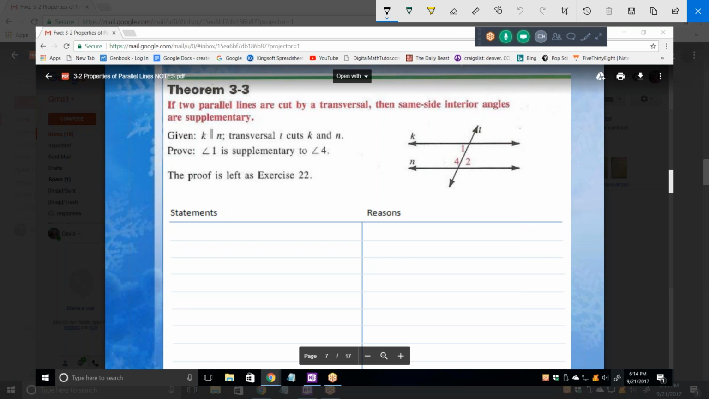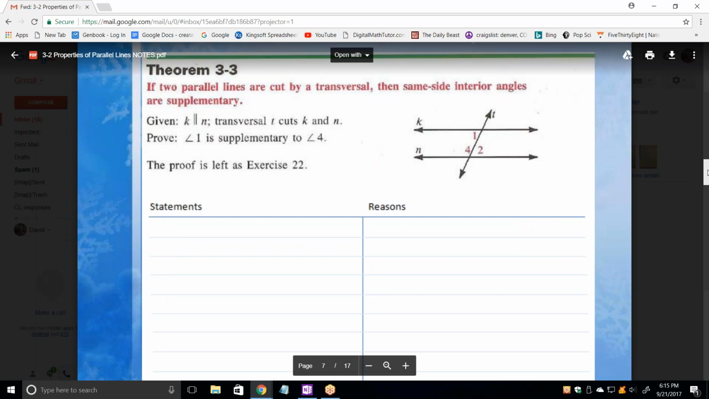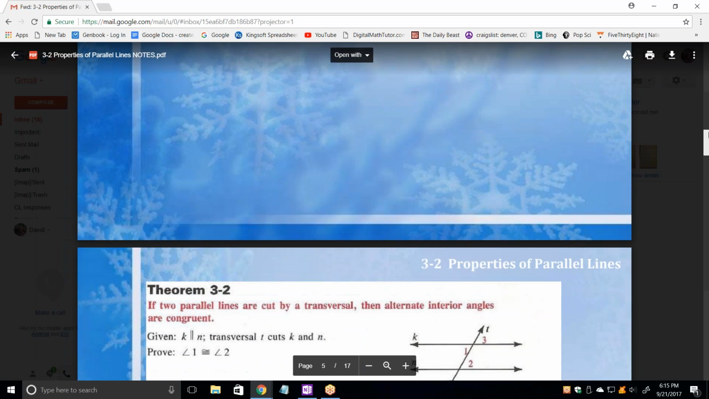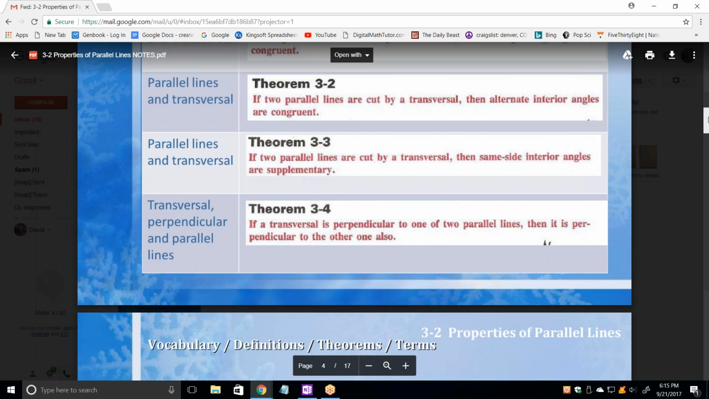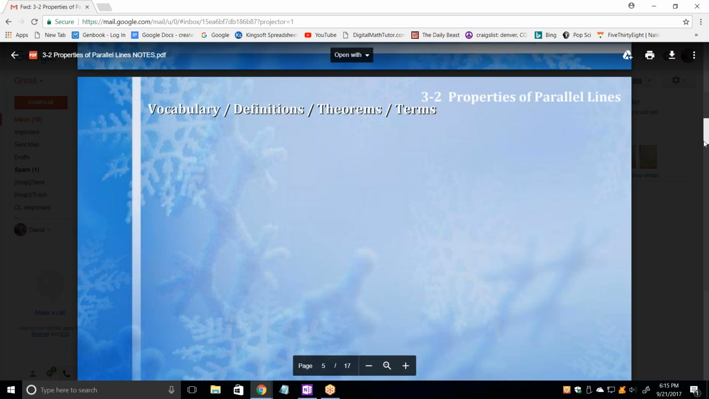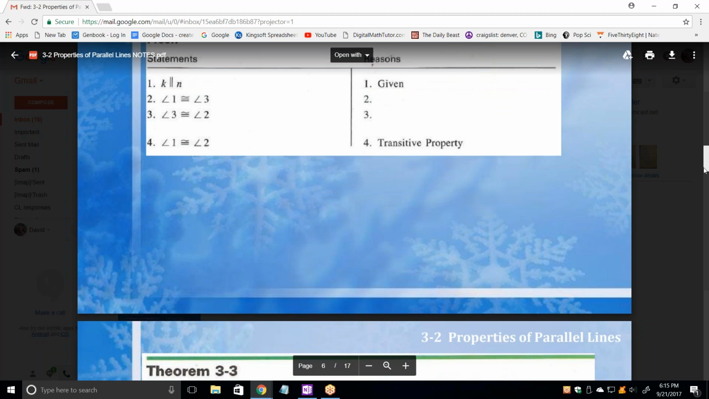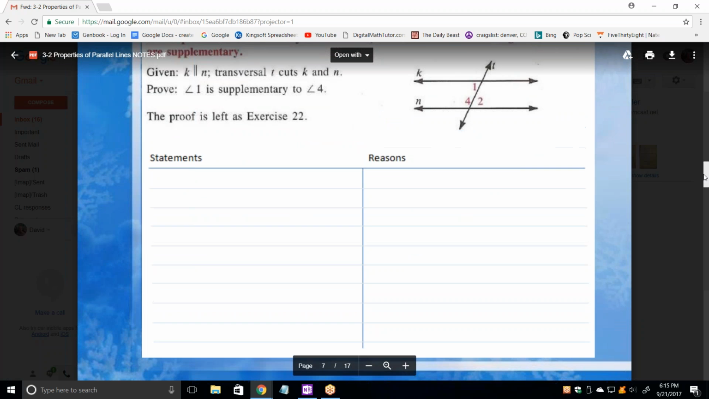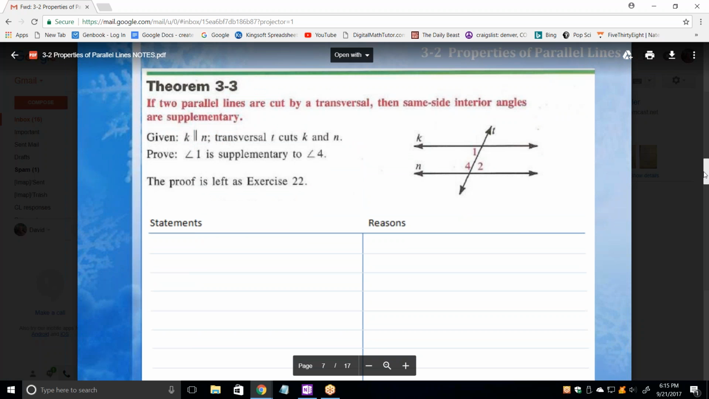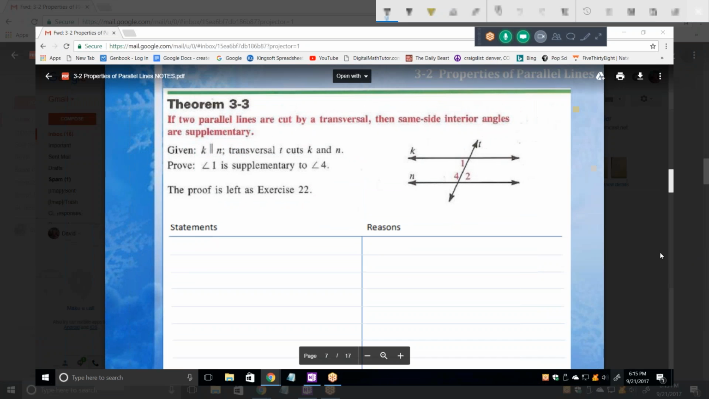Yeah. Okay. I can scroll back here. Anything prior to theorem 3.3, right? Yes. Theorem 3.2 is the one we're going to quote. Alternate interior angles are congruent. Since that comes before 3.3, we should be able to use it. Even though, like I said, you're not really going to put down the theorem number. You're going to put down the principle that that theorem said.